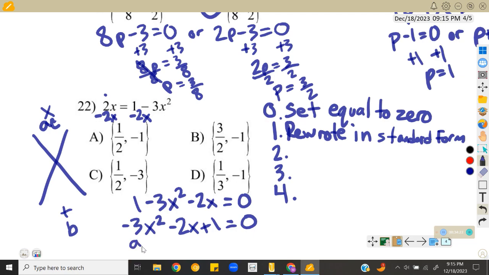A is the coefficient of the quadratic term, B is the coefficient of the linear term, and C is the constant. So if I do 1 times -3, that gives me -3. I'm looking for two terms that multiply up to -3 and add up to -2. Numbers that multiply up to -3 aren't too hard to find. We know we have to have 1 and 3 because they add up to a negative. That means that the 3 is negative and the 1 is positive.